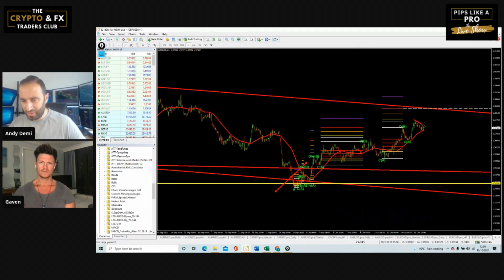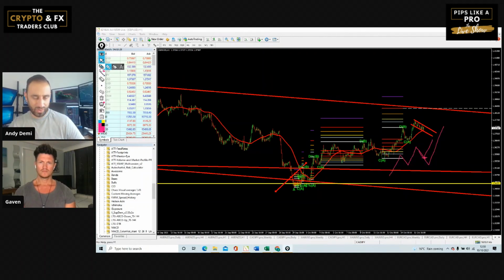Alternatively, as we said, you can just draw little mini channels here, and the setup could be for you, right? This is the more conservative one. It breaks, you buy it, or you wait for a pullback, you buy it, stop below the channel, and then you target that next swing up. Okay, so there's a few different options there. Hopefully that's given you some insights.